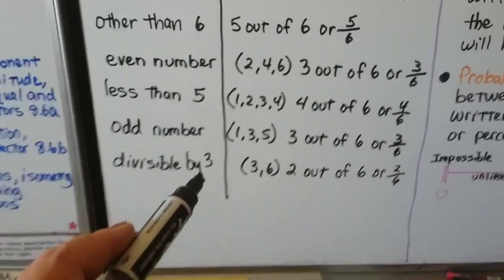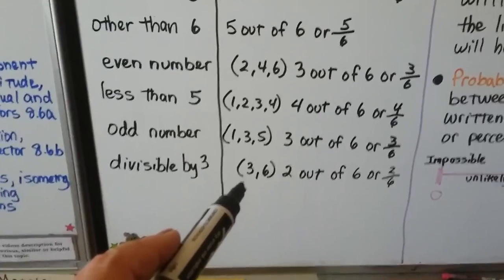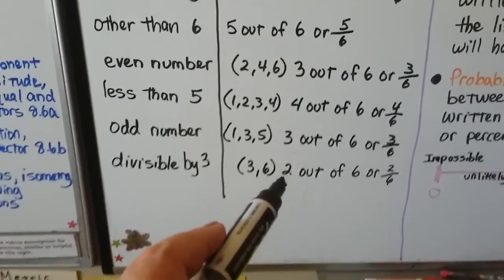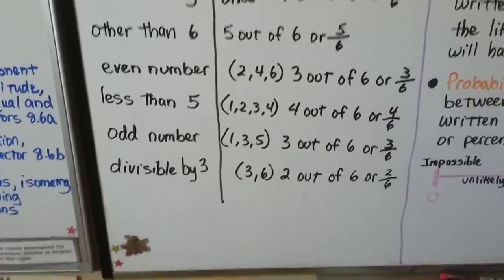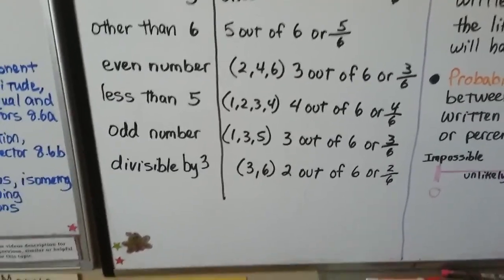What about a number that's divisible by 3? Well, the only numbers divisible by 3 on a die are a 3 and a 6. So that's 2 numbers. That's 2 out of 6, or 2/6. And that can be simplified to 1/3, can't it?